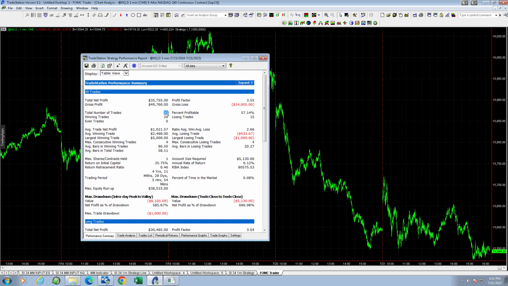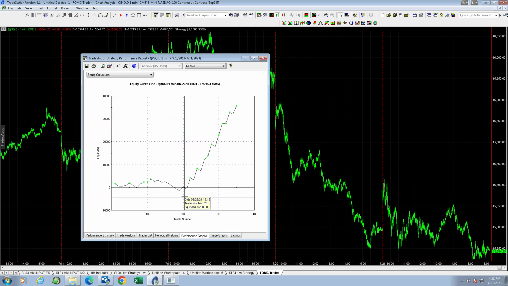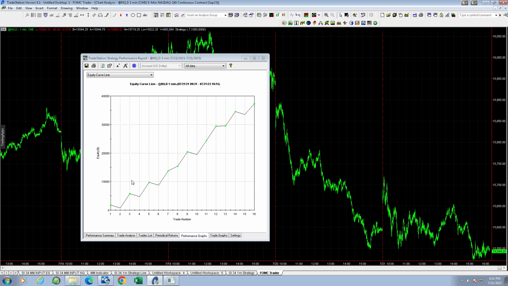This goes back 5 years, but there's only 6 FOMC meetings per year, and so you're not going to get a lot of FOMC meetings. Here's the equity curve. It's done well the last 2 years. We're going to look at just the last 2 years because prior to the last 2 years, it really hasn't done a whole lot. So here it is.